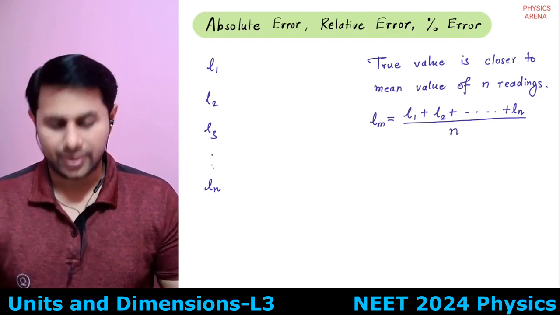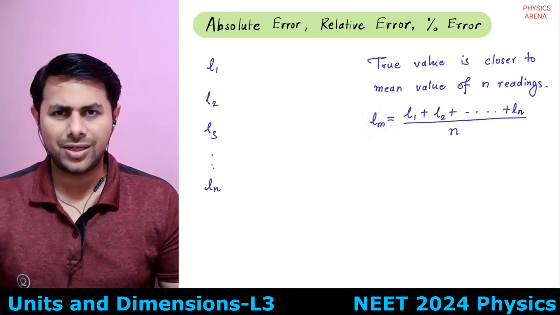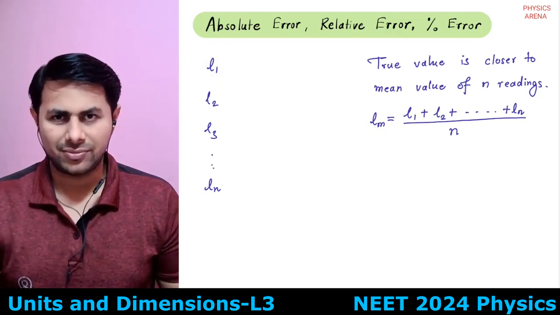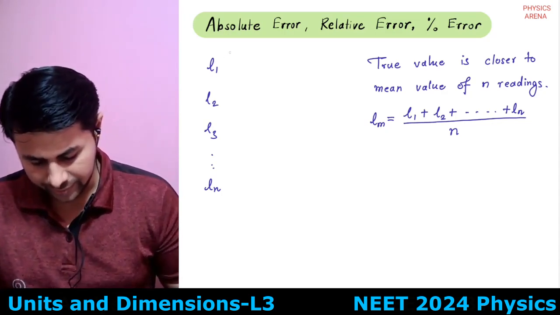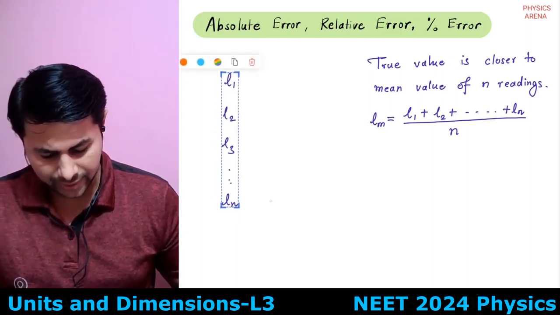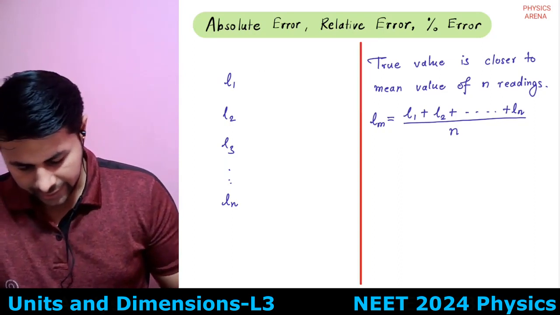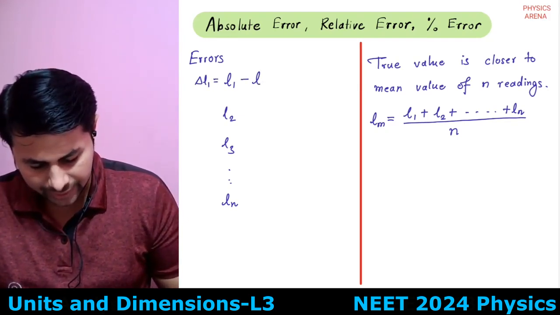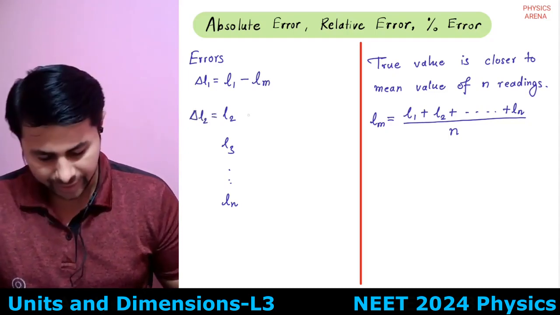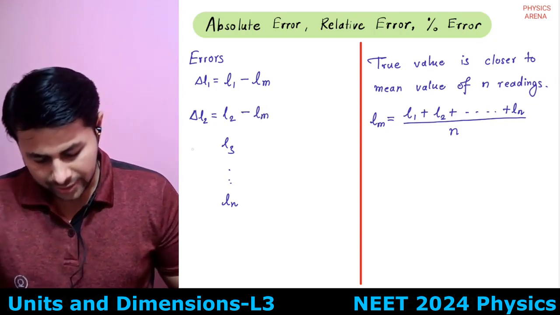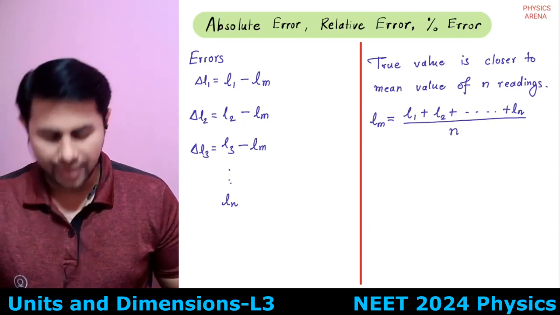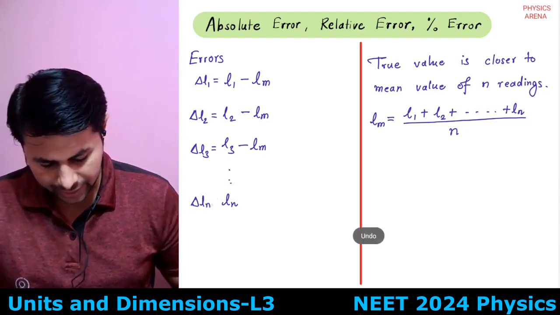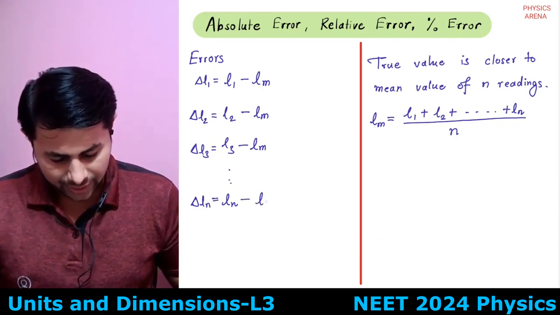And now you can find the error in each of these readings once you have the true value. So the error in the first reading, how much will that be? It will be L1 minus the mean value. The difference between the measured value and the true value is the error. So delta L1 is the error in the first measurement, so it is L1 minus Lm. Delta L2 is the error in the second measurement, so it is L2 minus Lm. Delta L3 is the error in the third measurement, so it is L3 minus Lm. So on and so forth up to delta Ln, the error in the nth measurement, so it is Ln minus the mean value.